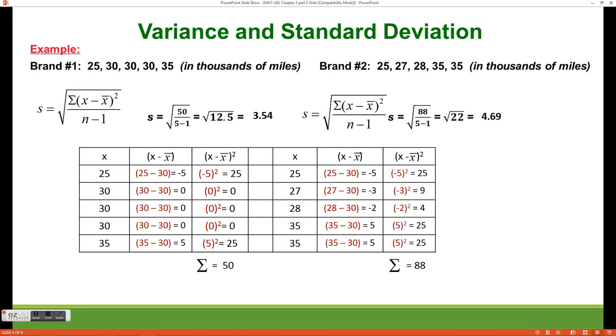You can see I calculated x minus x bar for each data value that I have, with the calculation shown in red. If you remember, x bar is the sample mean, and that was 30 for both data sets. That is why I subtracted 30 from each data value, with the calculations again shown in red. That gave me values of -5, 0, 0, 0, and 5 in my second column.